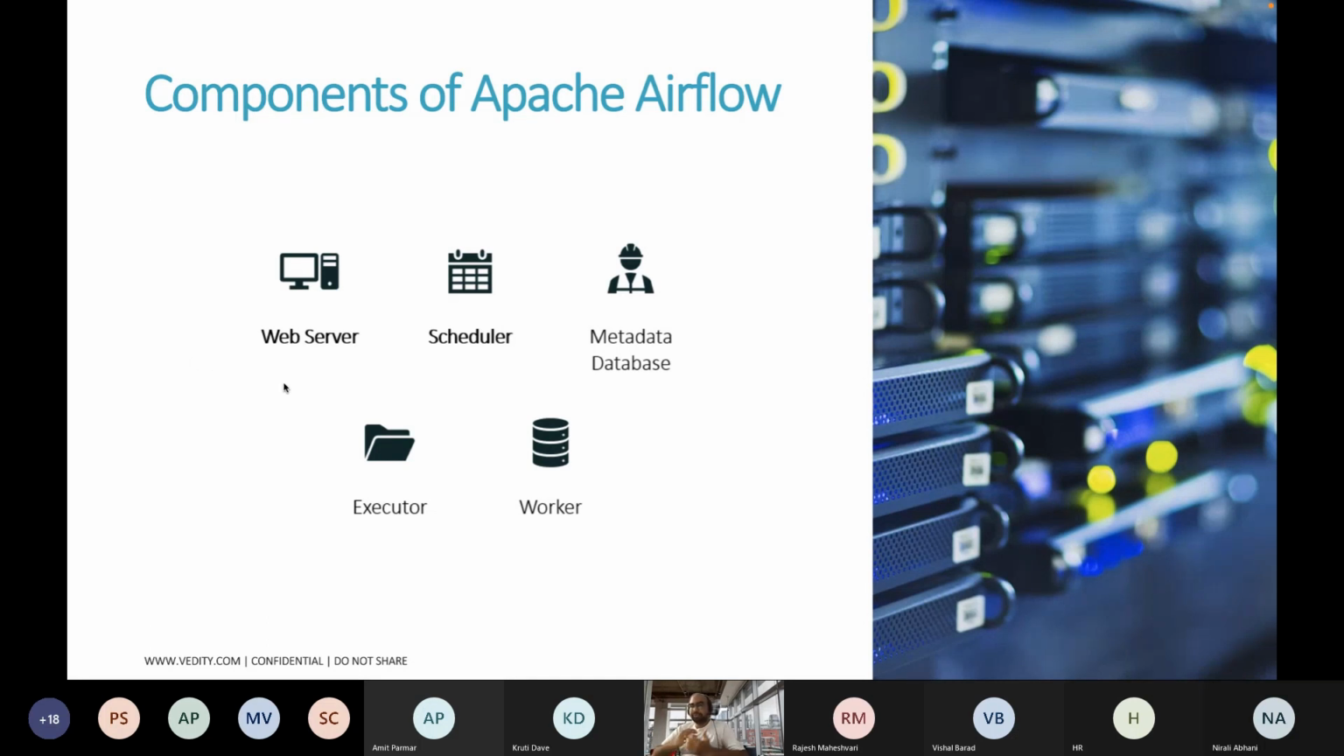The web server is for showing the UI. It is a Flask-based web server, where Flask is like a simple REST API framework in Python. It will provide you some UI. The scheduler is responsible for scheduling the tasks. The metadata database: most people use either PostgreSQL or SQLite, as per the Airflow documentation. The metadata stores things like how many DAGs ran, how many DAGs failed or succeeded. All of that is stored inside it.